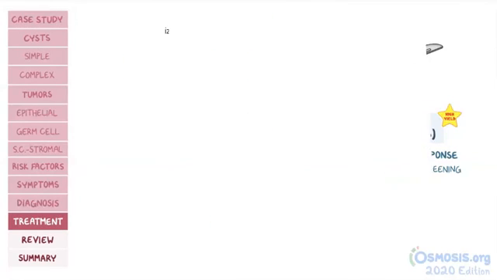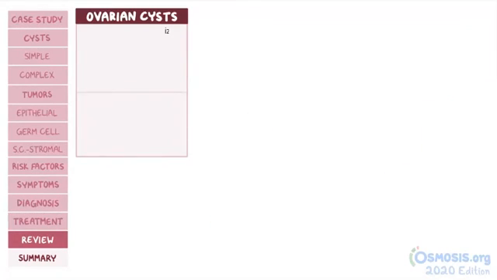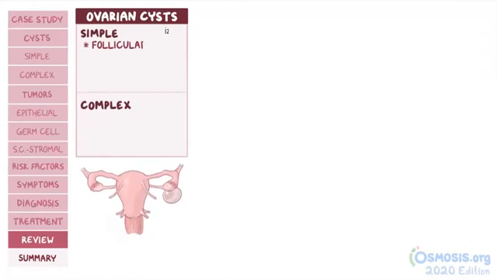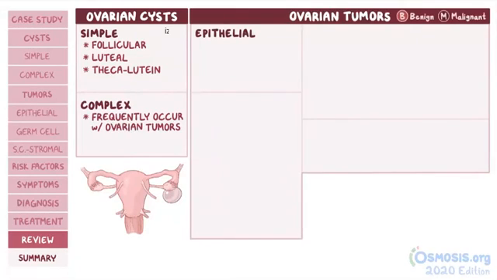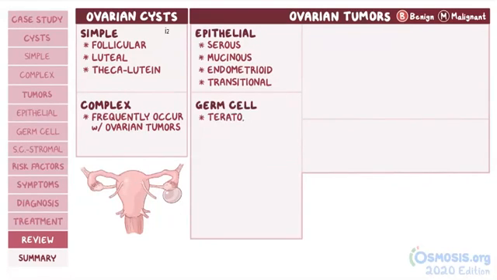Alright, as a quick recap. Ovarian cysts can broadly be grouped as simple and complex cysts. Simple cysts include follicular cysts, luteal cysts, and theca-lutein cysts. Complex cysts frequently occur with ovarian tumors. The most common type of ovarian tumors are epithelial tumors, which can be serous, mucinous, endometrioid, and transitional. Next are the germ cell tumors, which include teratomas, which can be mature and benign or immature and malignant.